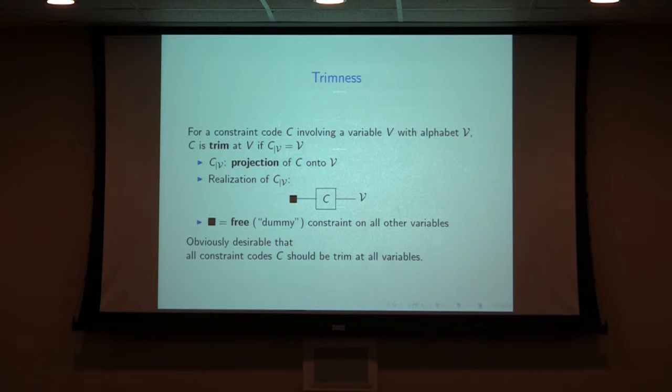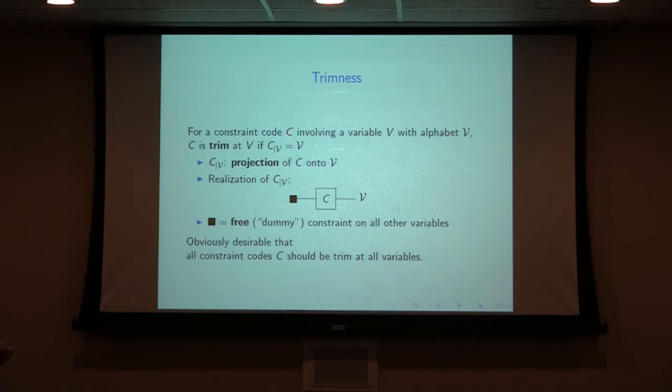Otherwise, if it doesn't occur, then it's never going to be used. So it seems obvious that you should trim the alphabet down to the values that are actually being used. Here's a graphical picture of this projection.